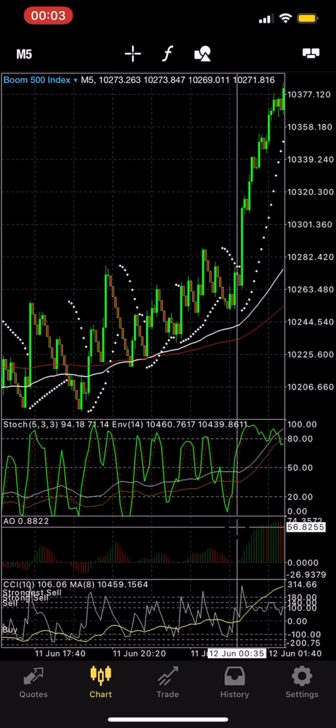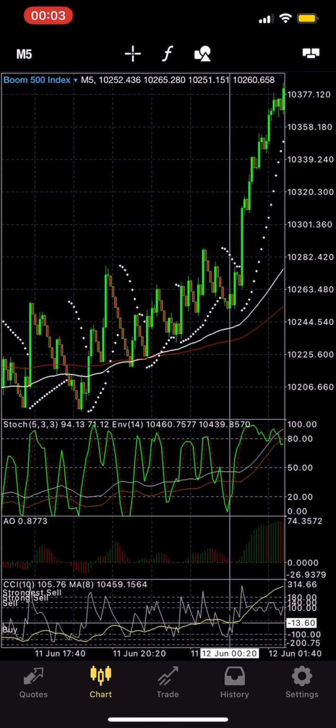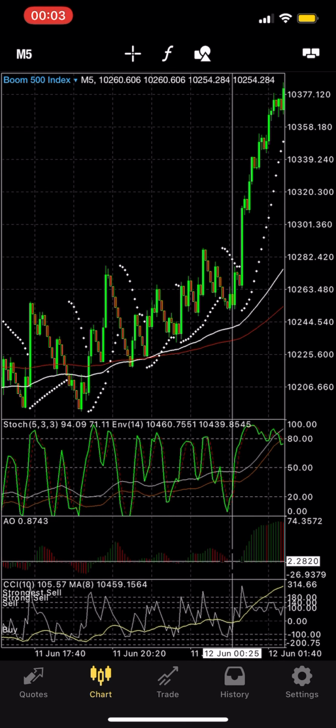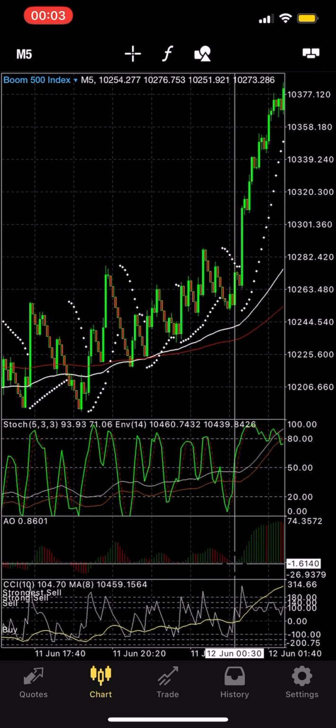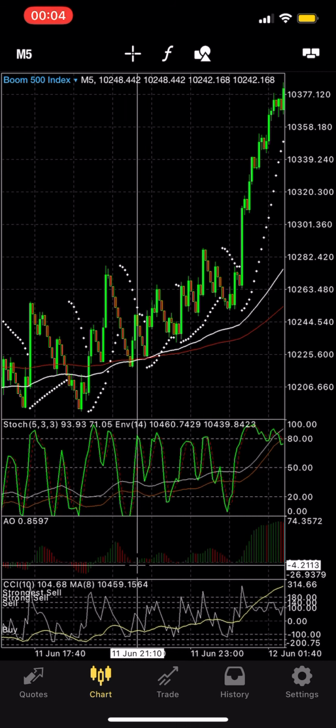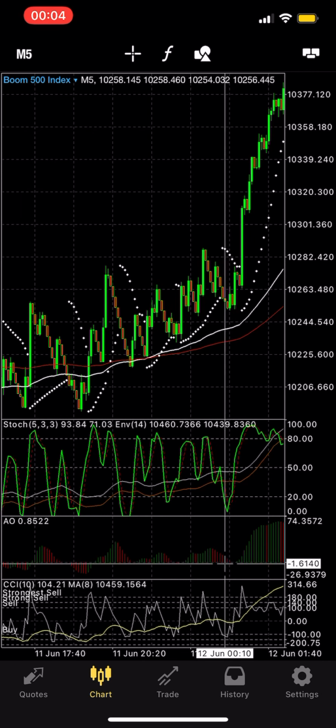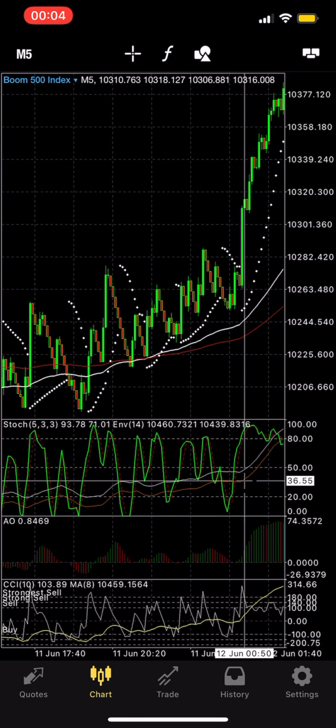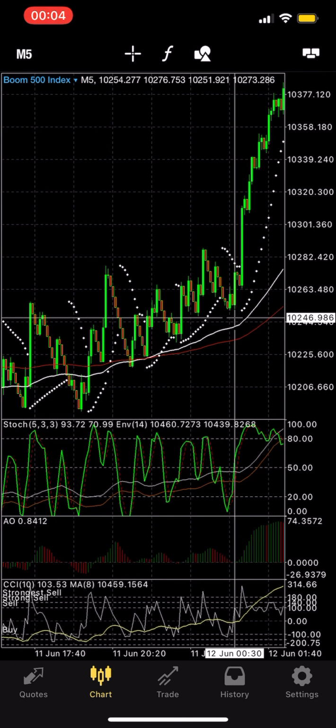As you can see again, price breaks out of this, your alligator oscillator as well, like nearly 0. Same here, nearly 0 or 0. Price breaks out, your envelope is still below 50%, another buy.